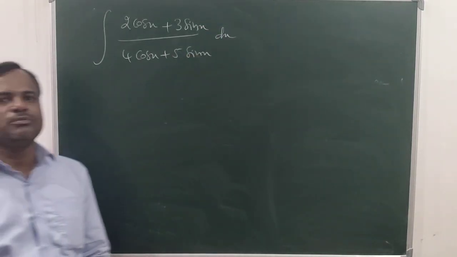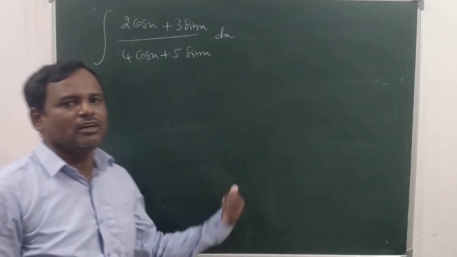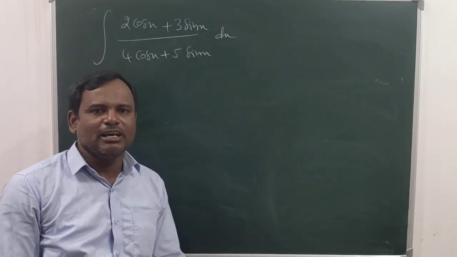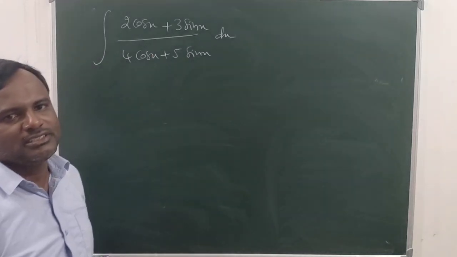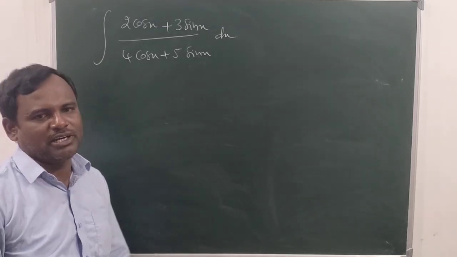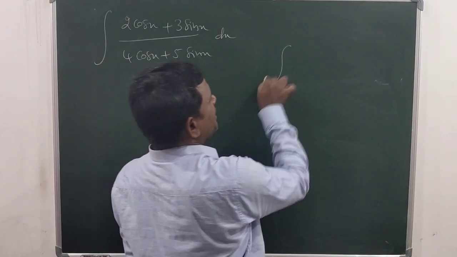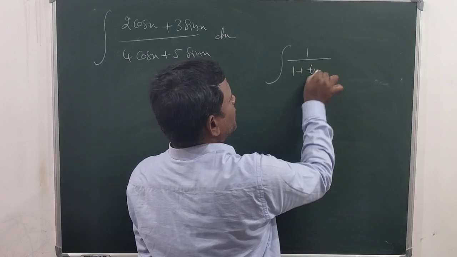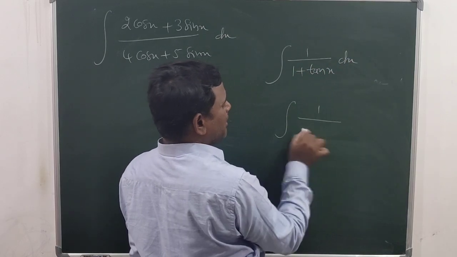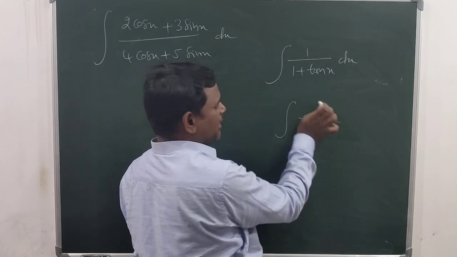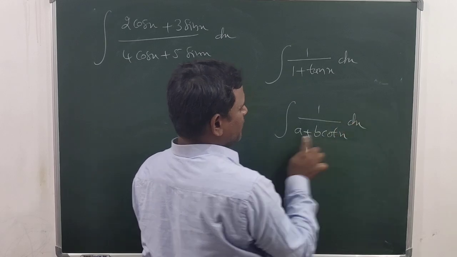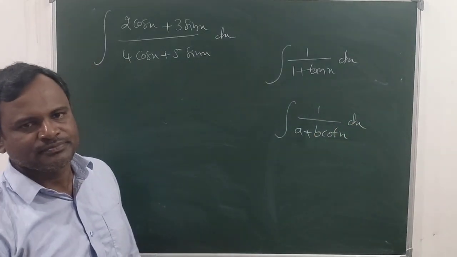So observe the previous models and this one. In previous cases, the sin and cos functions were given in the denominator places, but here the sin and cos functions are given in the numerator as well as denominator. Sometimes they may give you integral in this form also: 1 by 1 plus tan x dx, or 1 by a plus b cot x dx, where a and b are any real numbers.